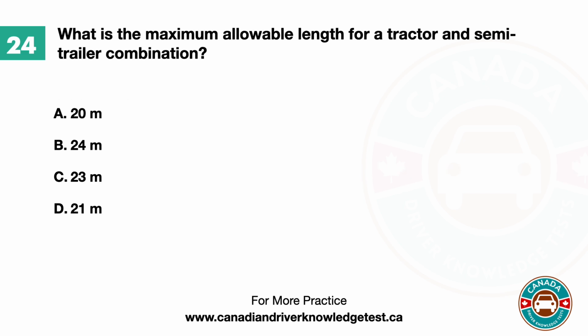Question 24. What is the maximum allowable length for a tractor and semi-trailer combination? A. 20 m, B. 24 m, C. 23 m, D. 21 m. The answer is C. 23 m.